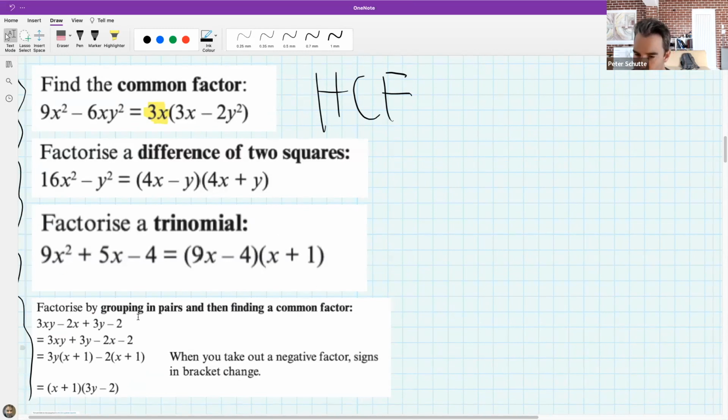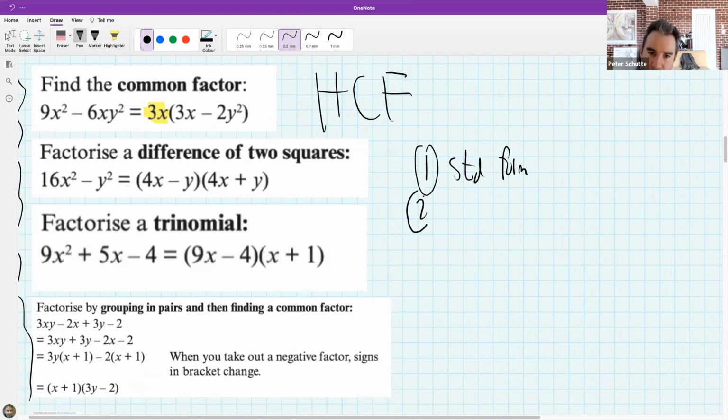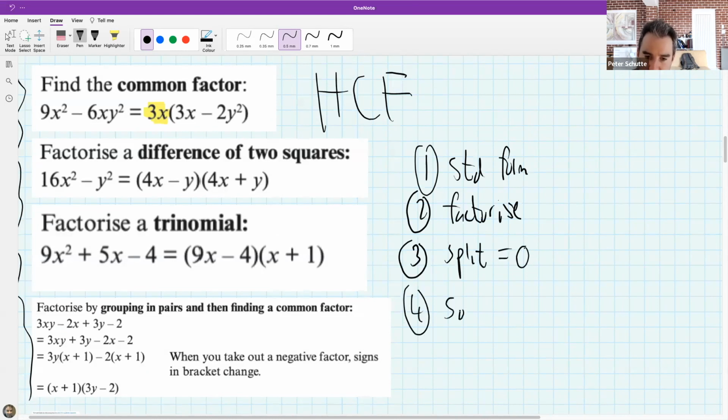Now remember there's a 4-step process. The 4-step process is: is it in standard form? Is it factorized? When you factorize, we could use any of these techniques. Then step 3 is to split and make equal to 0. And step 4 is to solve. There are different ways this can go down, but when you're solving a quadratic equation, that's going to happen 100% of the time. So I want you to watch out for those 4 steps today.